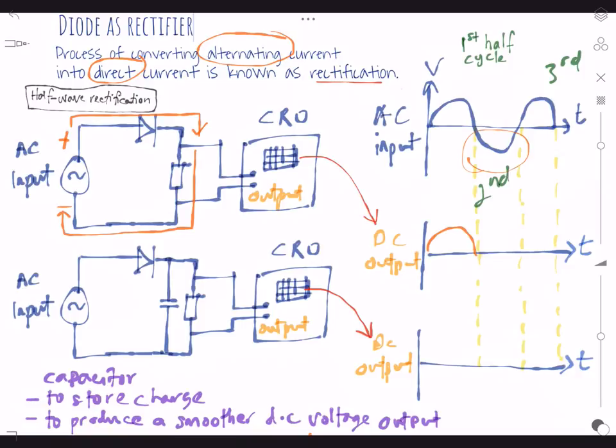For the second half cycle, this terminal becomes negative and this one becomes positive. So current should flow backward. However, as I told you earlier, current cannot flow in the opposite direction, so there is no current flow. When there is no current flow through this resistor, the CRO cannot measure any voltage. So the voltage is 0 for the second half cycle. For the third half cycle, the same thing happens as the first half cycle, so we have output over here.